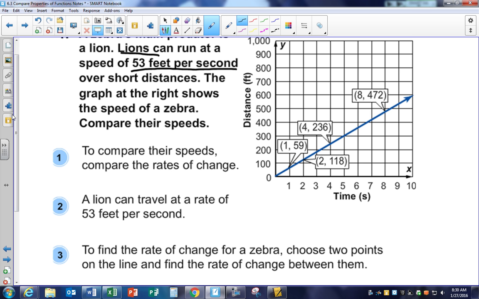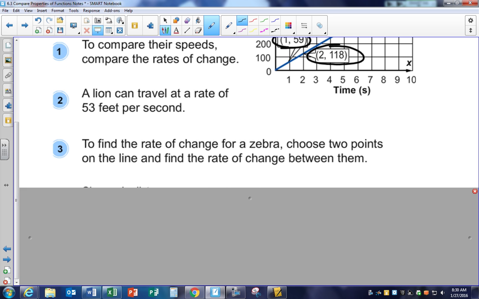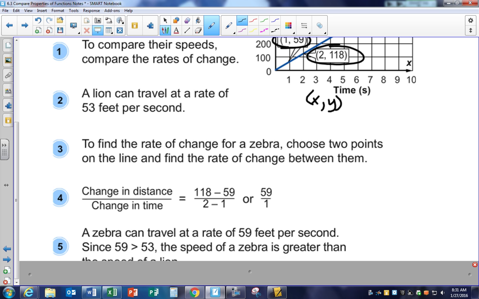So if we're going to use these first 2 points, then we can circle them on our graph to use that data. Remember, we take the Y values first. So 118 minus 59. Remember, ordered pairs are always written (X, Y). So our Y is our 118 and our 59. And our X will be 2 minus 1. So 118 minus 59 is 59, over 2 minus 1, which is 1. So the zebra can actually run at a 59 feet per second pace. So the zebra's speed is greater than the lion's.